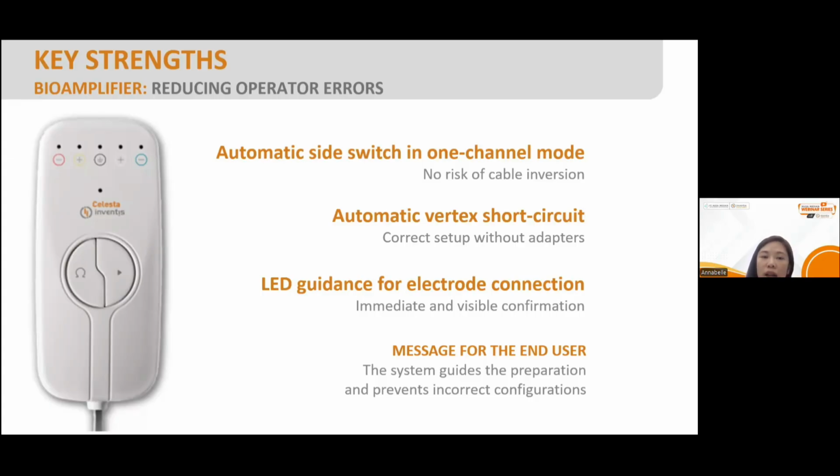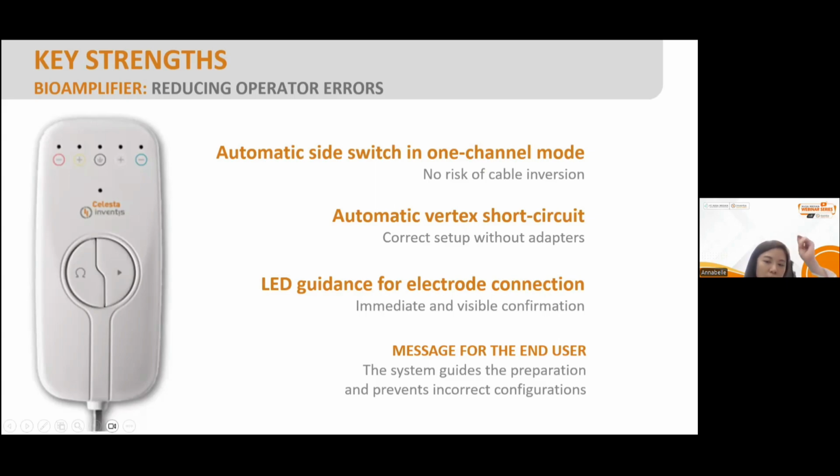So after checking one side, you don't have to put the electrodes on again. The power amplifier helps you to switch the electrode automatically. So there's no risk of cable inversion, no mixing up the cables, very safe. You're very confident for the whole test. Okay, you don't have to worry about whether the cable is put in wrongly. And then the automatic vertex short circuit is so as to put the setup correctly. And then there's guidance for the electrode connection.